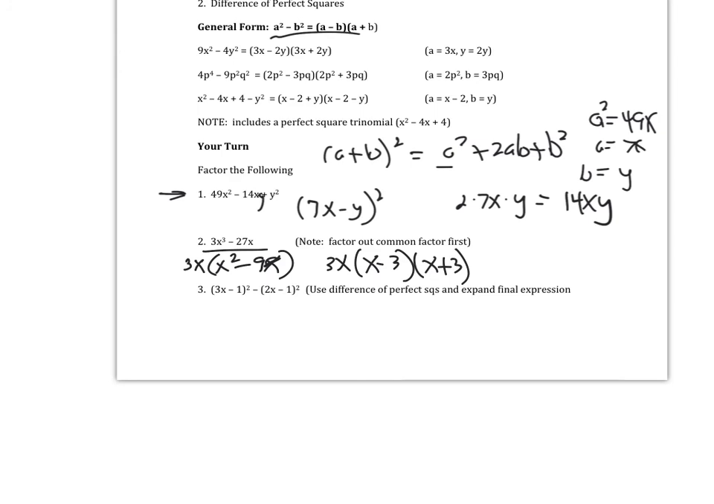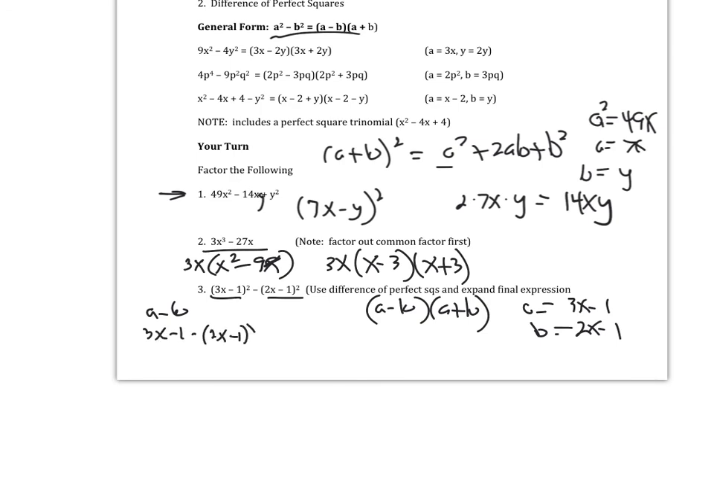Okay, this next one is a difference of perfect squares, a squared minus b squared. So that's going to factor to a minus b times a plus b, where a is equal to 3x minus 1 and b is equal to 2x minus 1. So a minus b is going to be 3x minus 1 minus 2x minus 1. A plus b is going to be 3x minus 1 plus 2x minus 1.